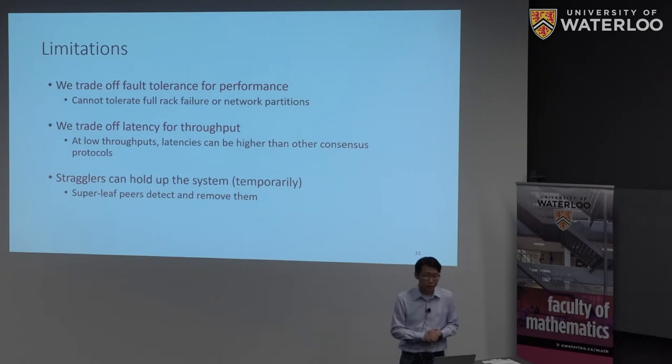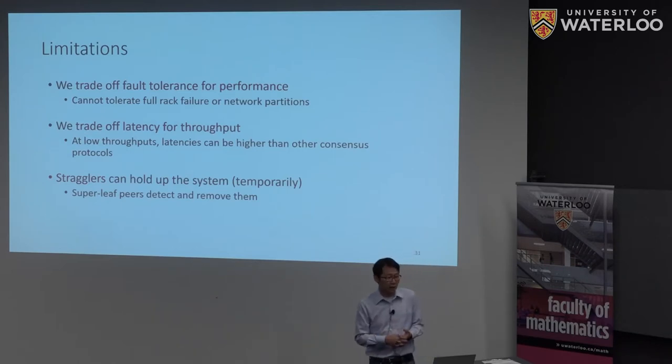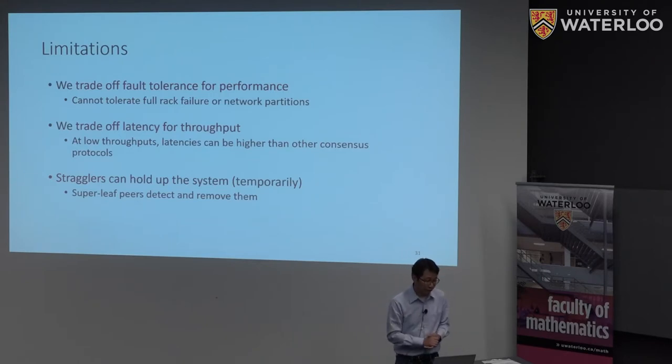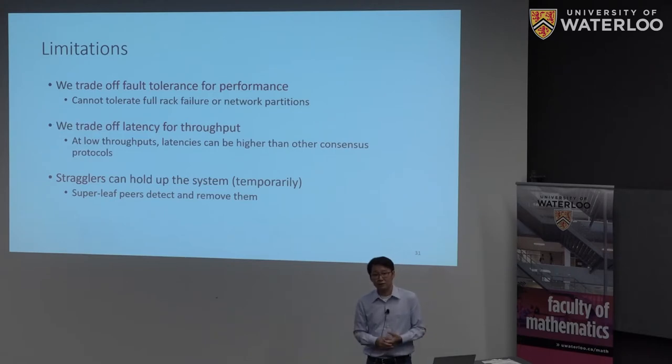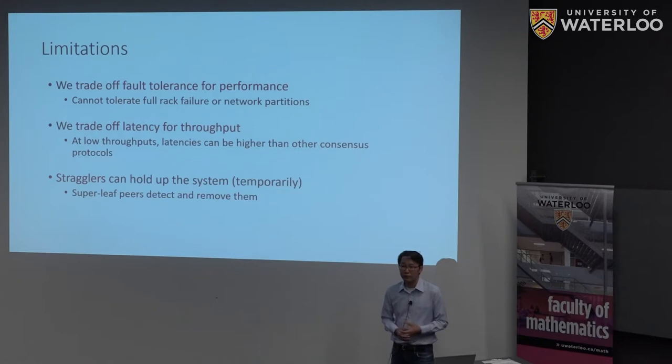Our experiments have shown that Canopus is more scalable than some of these other consensus protocols. However, it has a number of limitations that make it not particularly suitable for some classes of applications. For example, we trade off fault tolerance for performance. Our system does not handle full rack failures very well, or network partitions. It basically stalls until these failures recover. We also trade off latency for throughput. As we saw in the previous slide, our latency is a bit higher than some of our competing systems.